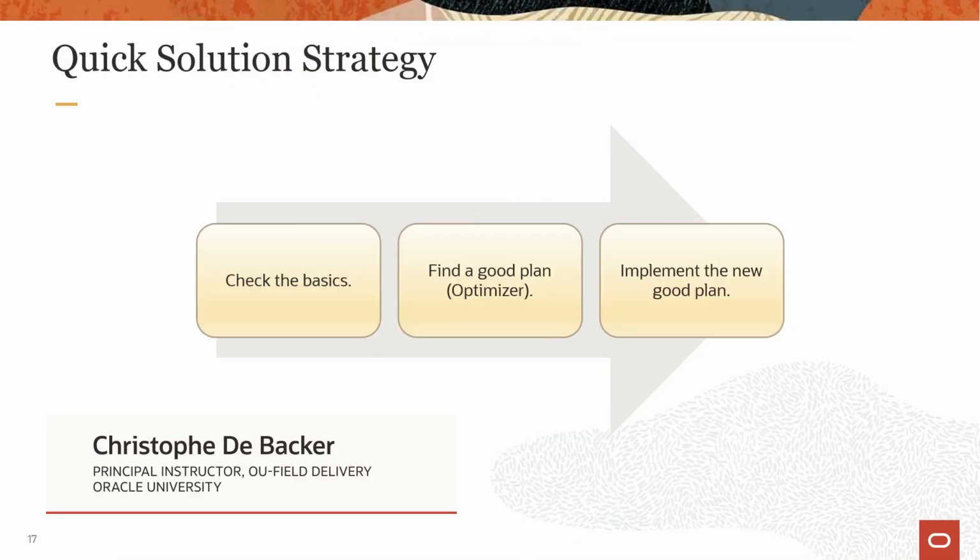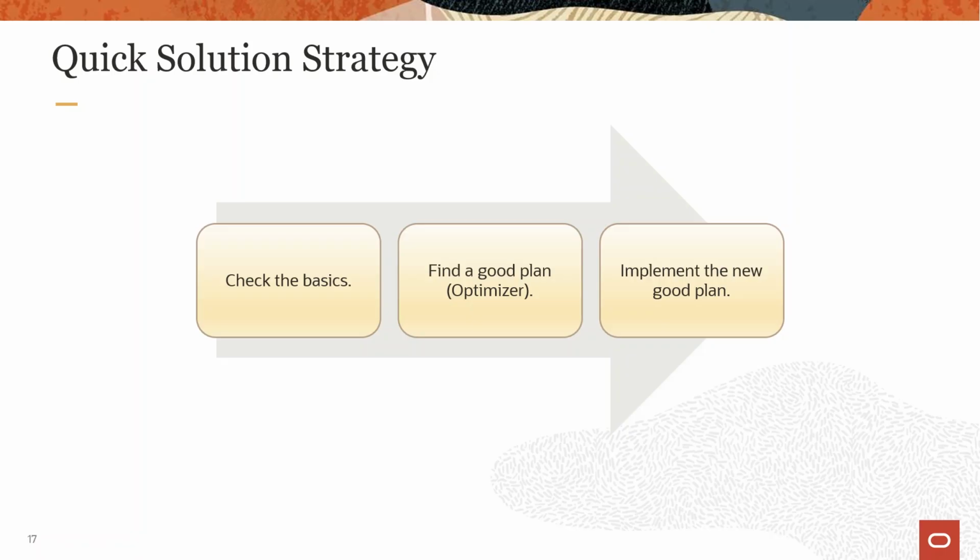If you need to make the query perform well immediately and you're not interested in the underlying cause of the problem, you can use the quick solution strategy to give the optimizer more information and possibly obtain a better execution plan. The following is a strategy for a quick solution: first you're going to check the basics. This is something that we have already discussed in one of the previous slides of this chapter, where you're going to check that the optimizer statistics are available and up to date, and that also, for instance, you use the appropriate and valid hints. Once you have checked the basics, try to find a good plan and implement that new good plan.